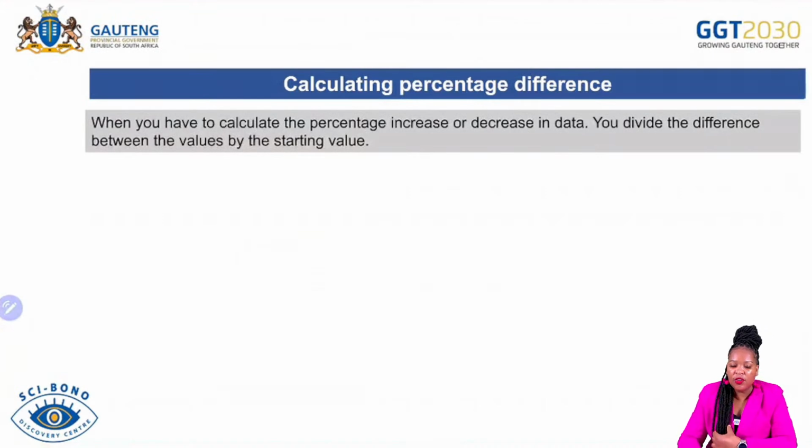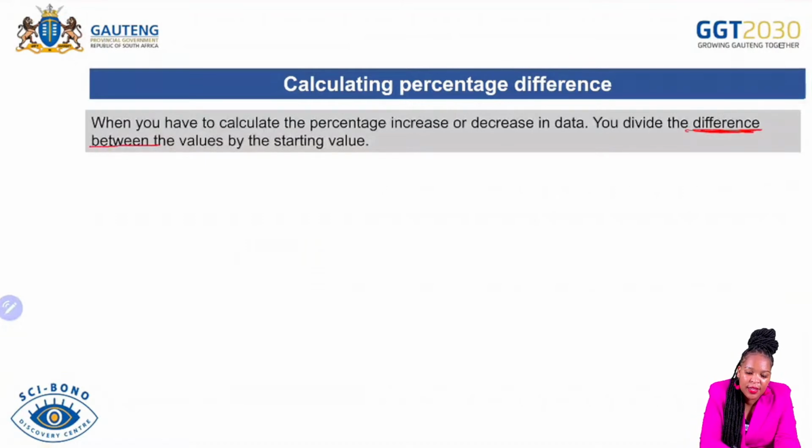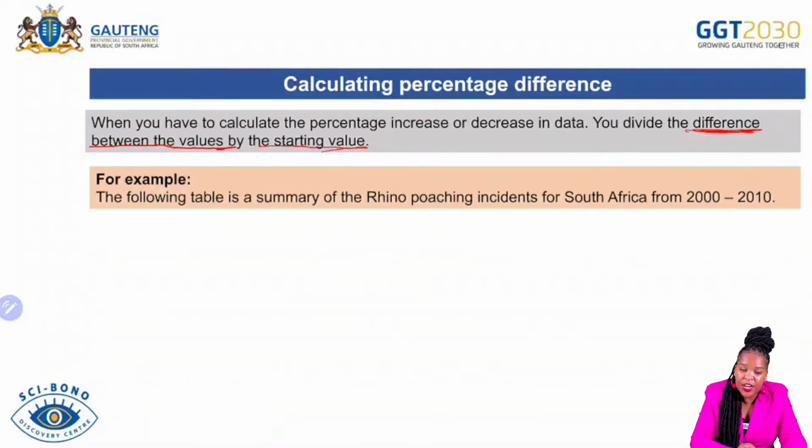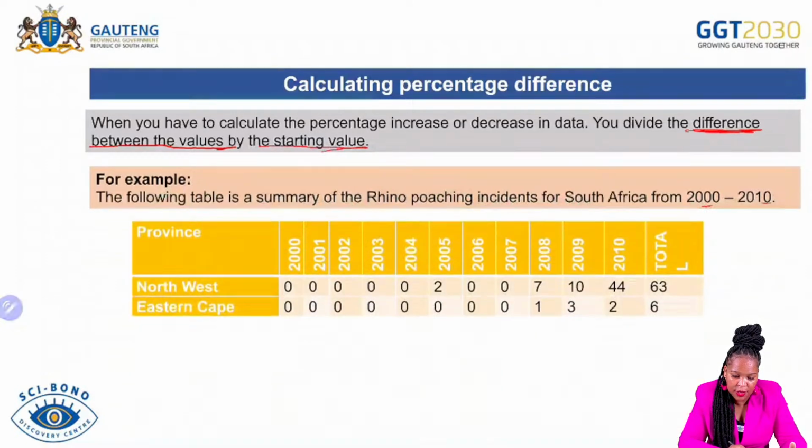So when you have to calculate the percentage increase or decrease in the data, you divide the difference between the values by the starting value. I know it might not make sense to you, so let us do it practically so that you know. You divide the difference between the values by the starting value. So let's see. For an example, the following table is a summary of the rhino poaching incidents for South Africa from 2000 to 2010. Let's see the table.